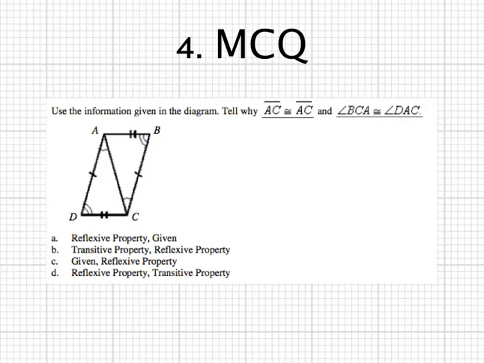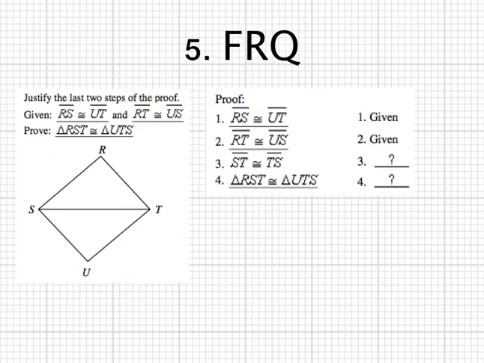And lastly, here's your free response question. Basically what you need to do is you need to justify the last two steps of the proof that are given here. Give me a reason why 3 and 4 have been listed here. And what you need to do in the free response section is I need you to answer not only what the answers are, but give me detailed reasons why you say what they are. I need to know the reasons why you're saying what you're saying. That's part of the homework, okay? So when you answer the question, make sure you also give me a reason why you're giving me your answers.